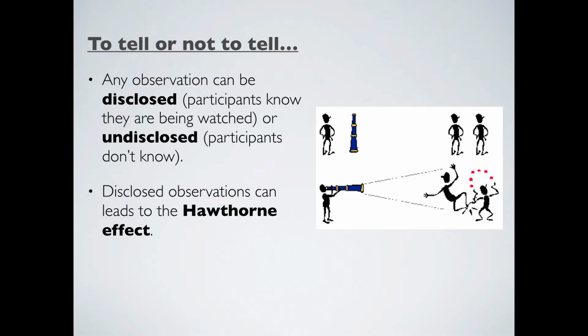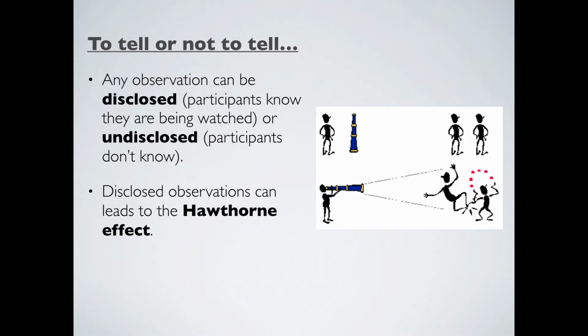If you do disclose to your participants that they're being watched, then you get out of any ethical issues that you could potentially have come across. The participants know they're being watched, so they are responsible for their own behaviour. However, if you do disclose observation to people, it can lead to something called the Hawthorne effect.